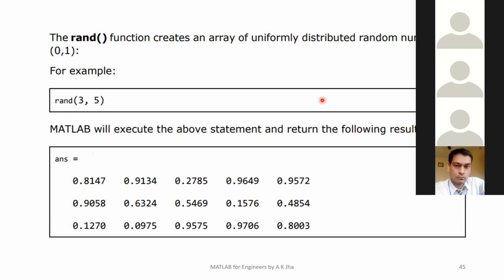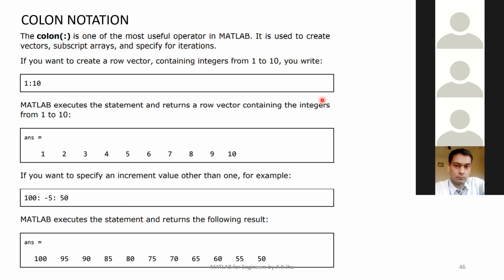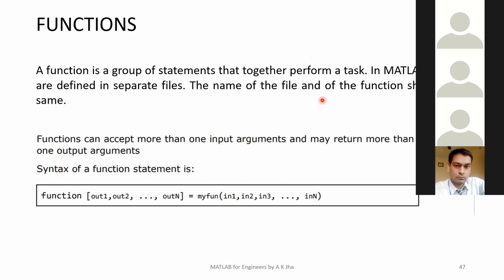Then rand means it will randomly create a matrix for you. If you write rand(3,5), it will be a 3 cross 5 matrix, and all the elements will range from 0 to 1. Then colon notation is like division. So 1:10 gives 10 elements in intervals of 1. If you write 100:-5:50, the upper limit is 100, the lower limit is 50, and the interval is 5, so you can see 100, 95, 90, like that, recorded by MATLAB.